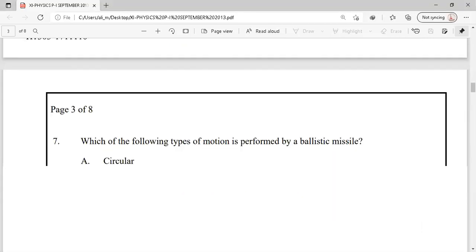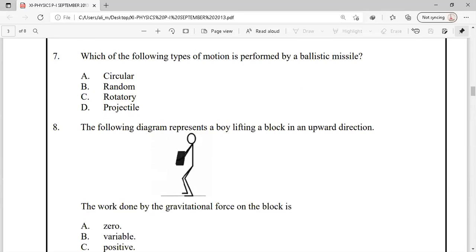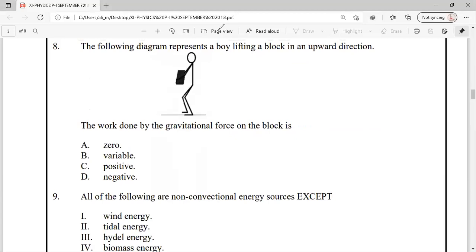Let's see question number 7. Which type of motion is performed by a ballistic missile? So a ballistic missile is fired and it follows a trajectory, and this trajectory is known as projectile motion. So option D is our right answer. Let's move to our next question, that is question number 8.